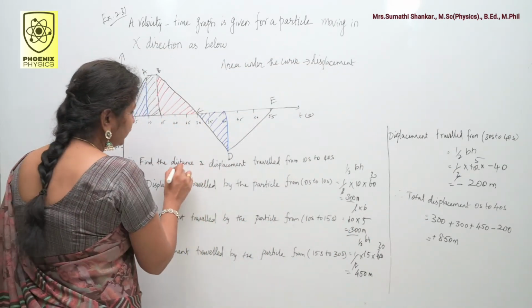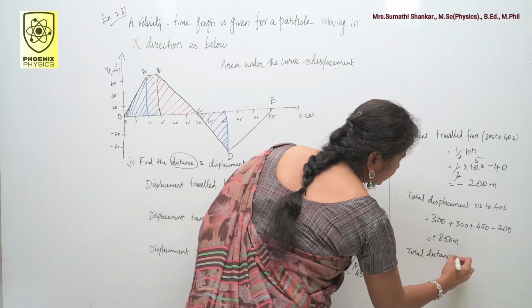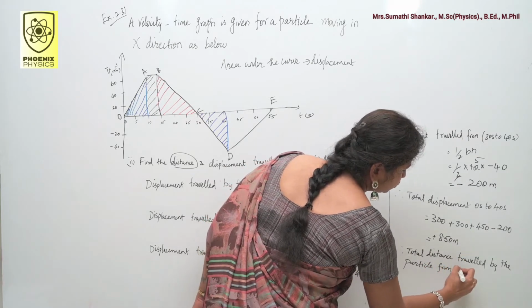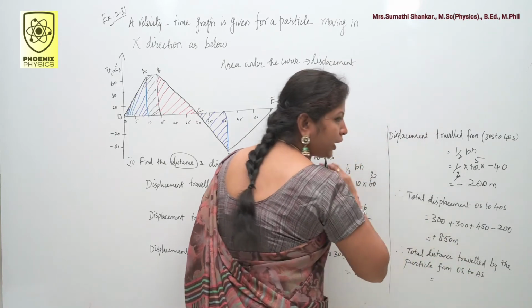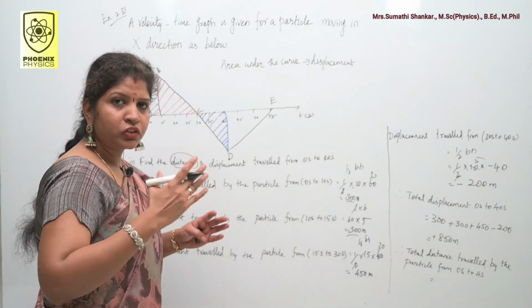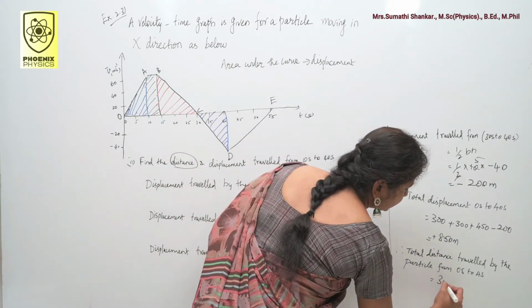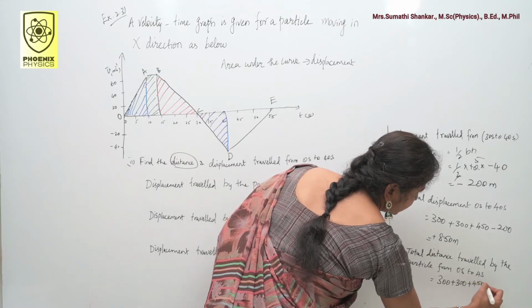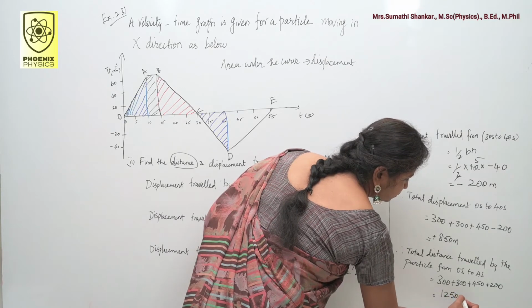We have to find distance also. Therefore, the total distance travelled by the particle from 0 second to 40 second is, here you just add everything. You know that distance is a scalar quantity. Distance means without direction, total path. So just add 300 plus 300 plus 450 plus 200. Your answer is 1250 meter.